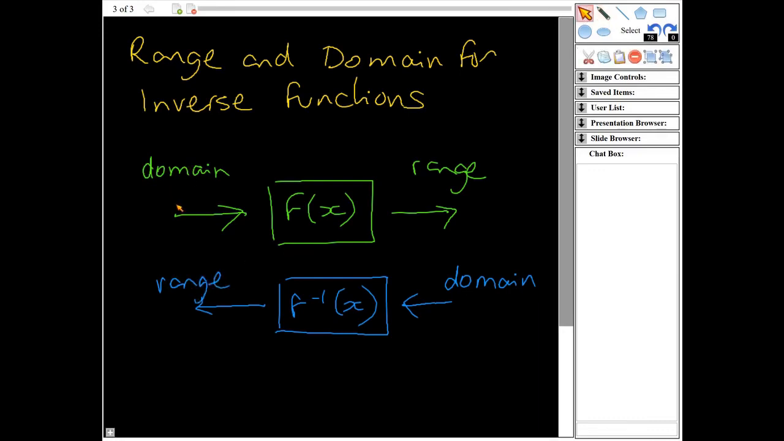Now, these things need to be equal. What I put in here and what I get out here, I then have to take this and put it back in here and get out here. So the domain for the function should equal the range for the inverse function, and the range for the function should equal the domain for the inverse function. Those two items have to be equal to each other, because that's what an inverse function is. It takes the answer from the function and turns it back into the input. So the output from the function has to go into the inverse function to give the same number we started off with.